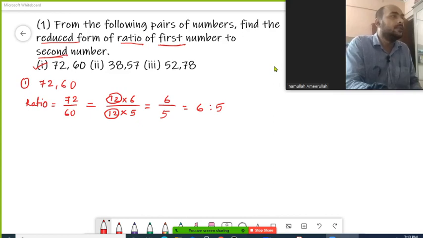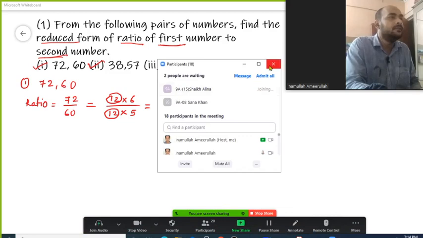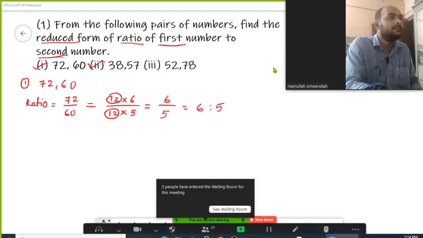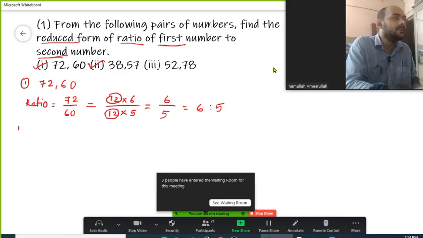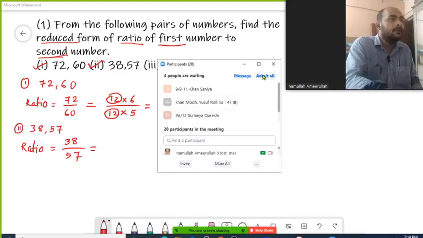Now the second question, this one, 38 upon 57. In the same way we can solve this question. 38 and 57, these are the two numbers. We need to write the ratio in reduced form. So this ratio can be written as 38 upon 57, in reduced form.